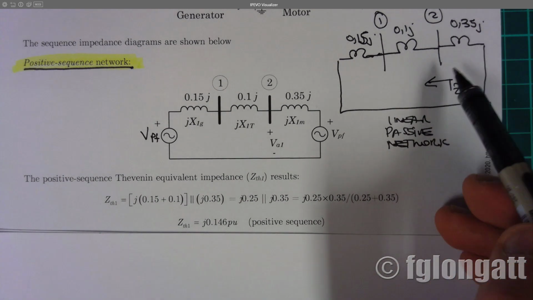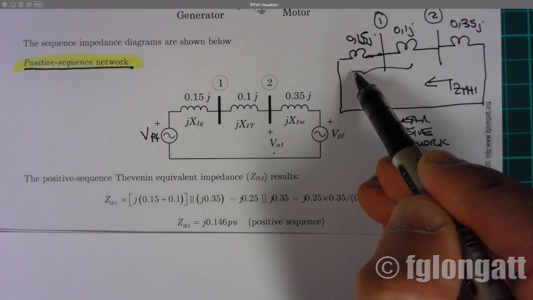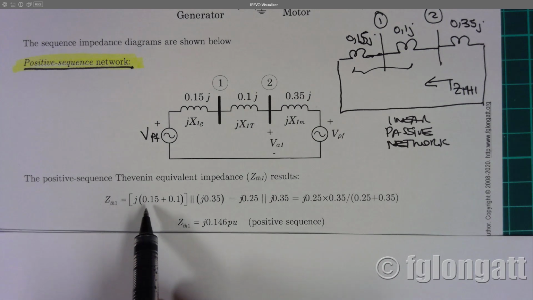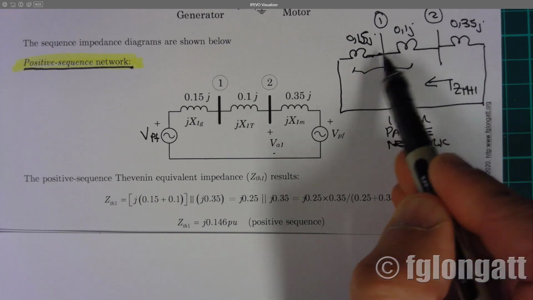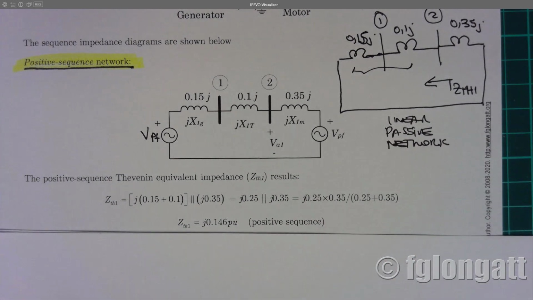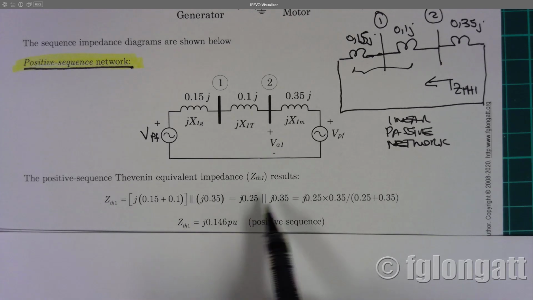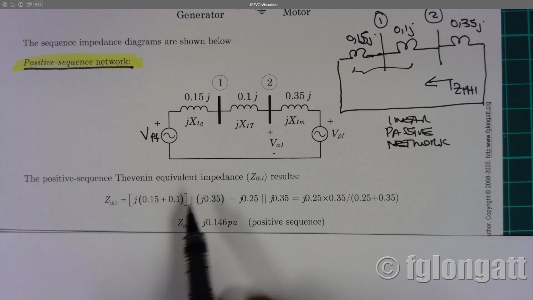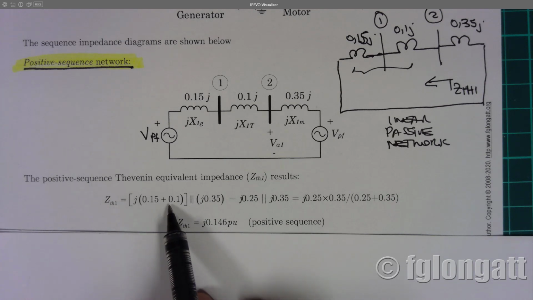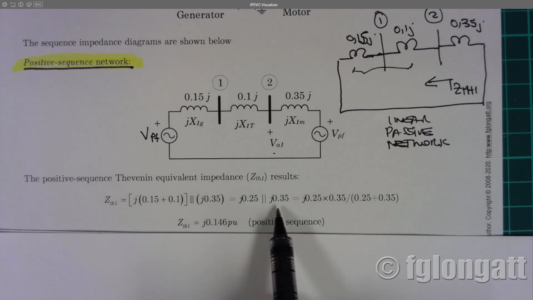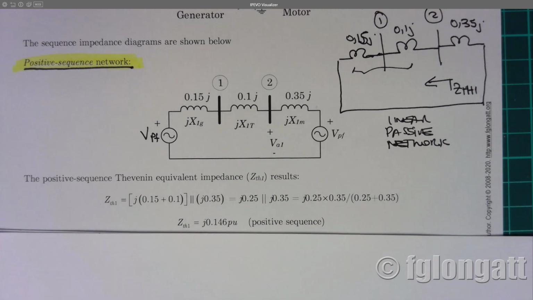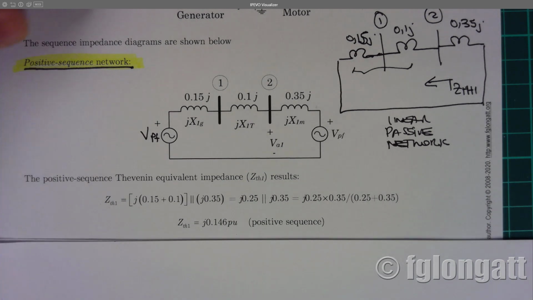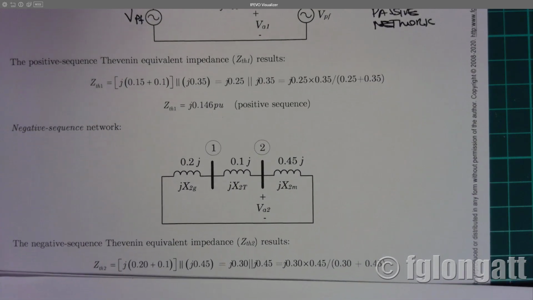Okay, Thevenin impedance will be extremely simple because here we have two reactances in series. We have 0.15 plus 0.1, and then we have that impedance in parallel with 0.35. That is this practical calculation over here. We have 0.15 in series with 0.1, then in parallel with 0.35, and we obtain here the positive sequence Thevenin impedance, okay? Now it's time to do the same for the negative sequence.